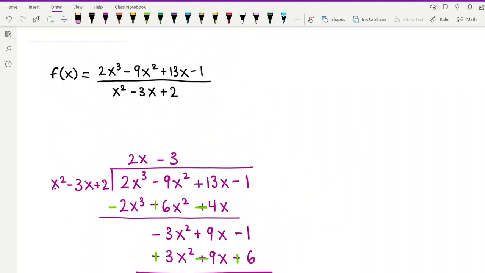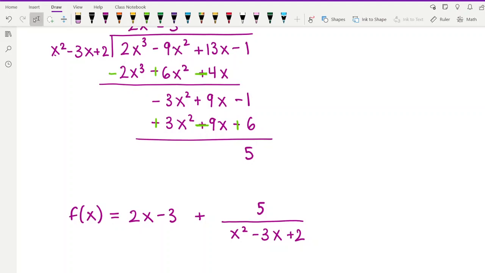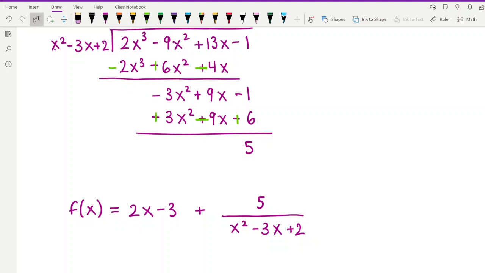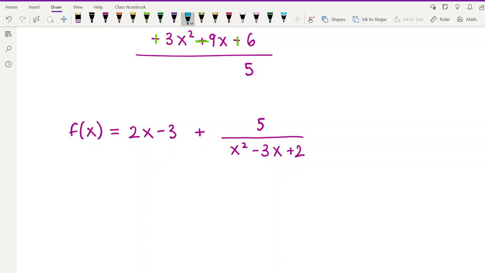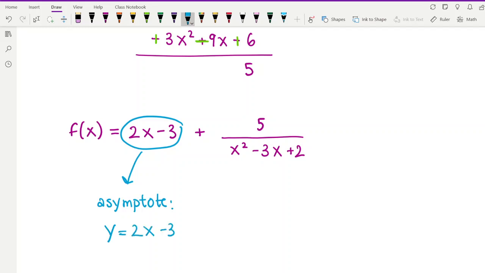So how can we use this to figure out what kind of asymptote we're going to have? Well, it turns out that this function right here is going to be our asymptote. So our asymptote is going to be y is equal to 2x minus 3. And I'll show you that in the graph in a second. But first I want to explain why.